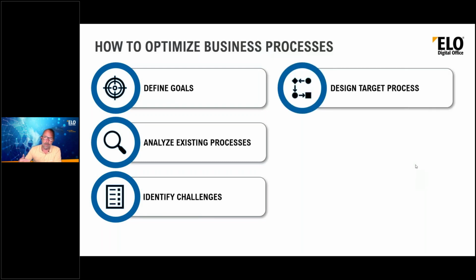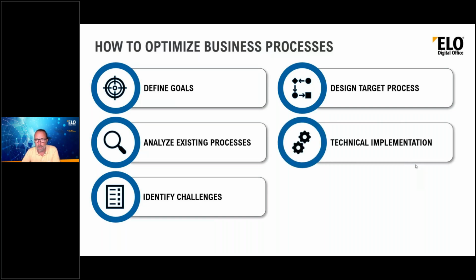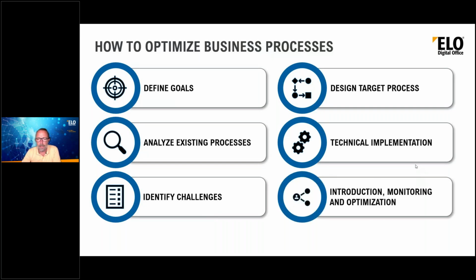And then design the target process. Do we need some information from third party applications? Which steps are necessary, which aren't necessary? Because many times a business process has steps in it which wouldn't be necessary. So design the target process. Then we have the technical implementation, which is the smaller part of all those steps, because when we prepare it like this, then it's the easy part. And then it comes to the introduction, monitoring, and optimization.